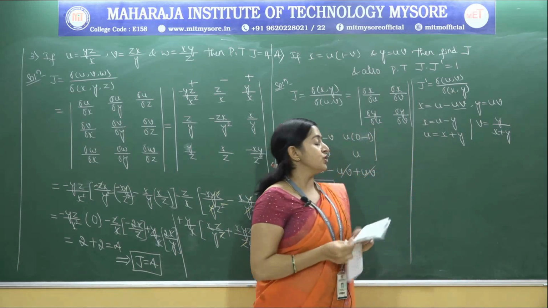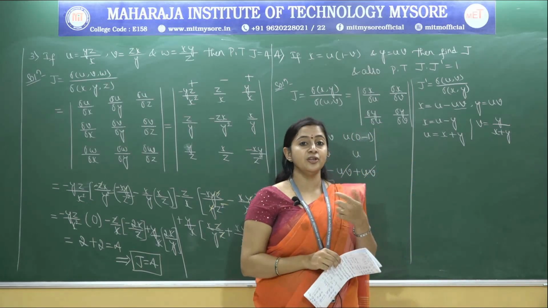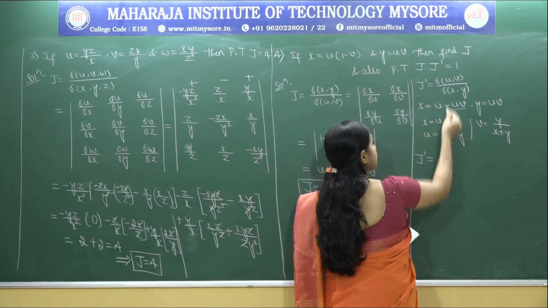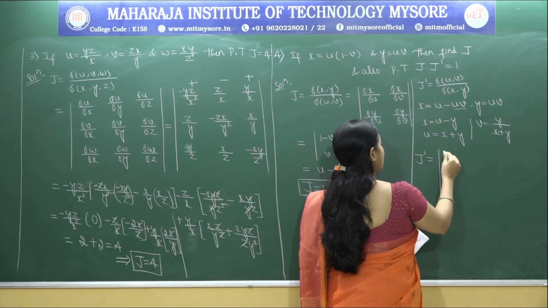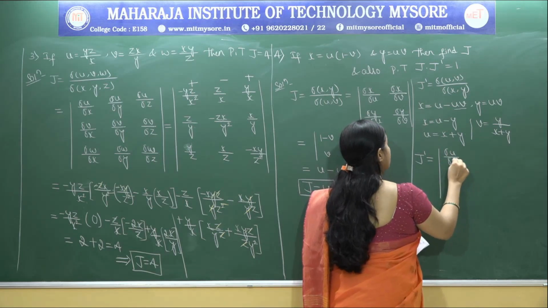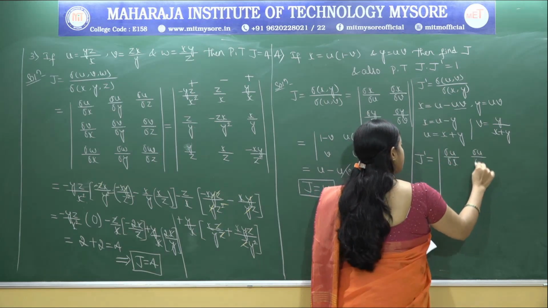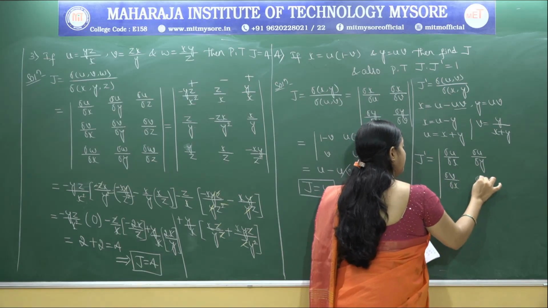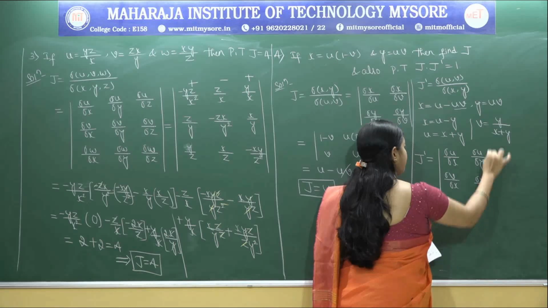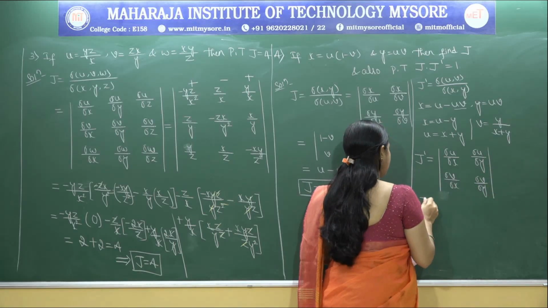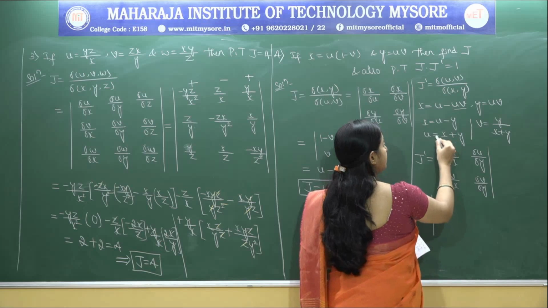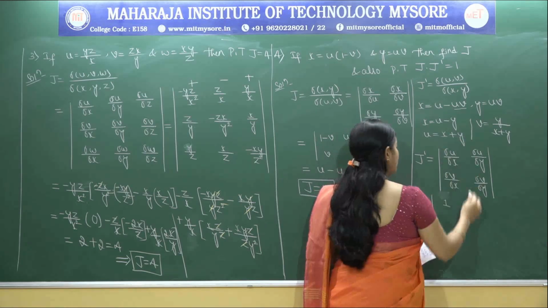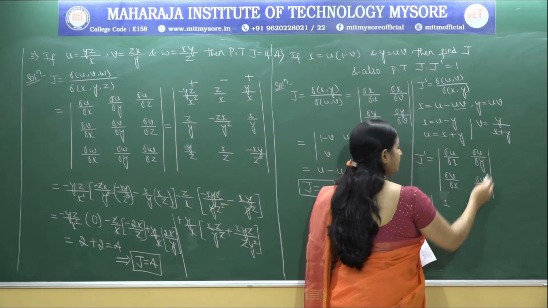So first, express u and v in terms of x and y, then apply the differentiation. I write J dash equals, this is the formula, the 2 cross 2 determinant: u with respect to x, u with respect to y, v with respect to x, and v with respect to y. Then expand and take the differentiation. u with respect to x, you will get 1 plus 0. Next, u with respect to y is also 1.